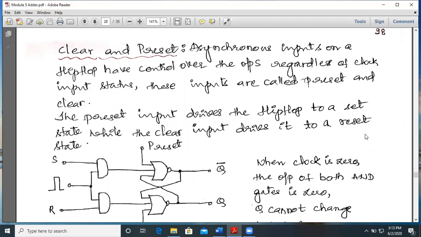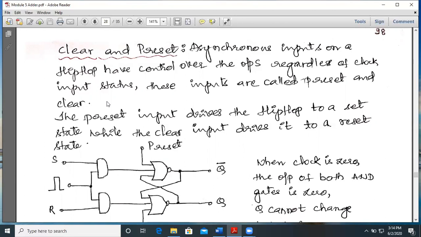So here we are going to use two more inputs which are called preset and clear. These preset and clear are asynchronous inputs which are given on a flip-flop. These asynchronous inputs on the flip-flop have control over the outputs, regardless of the clock input signal. That means even if the clock is not given, they still have control over the outputs. Such inputs we call preset and clear.